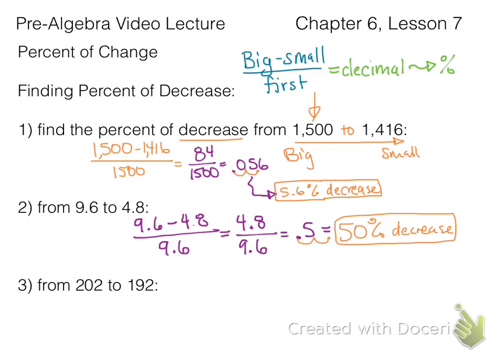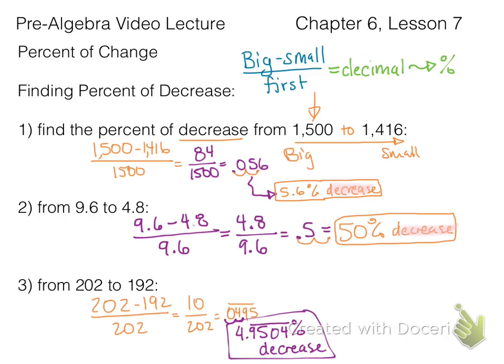Make sure you use the word increase or decrease depending on the type of problem it is. Again, big to small, decrease. Small to big, increase. All right, last example. 202 minus 192, because it's big minus small, over the first. Divide by 202, and you're going to get 0.0495. The only thing is this is repeating, so when you move the decimal over twice, you still need the next two digits afterwards. So it's going to be 4.9504, with the 9504 repeating, percent decrease because you're going from big to small.